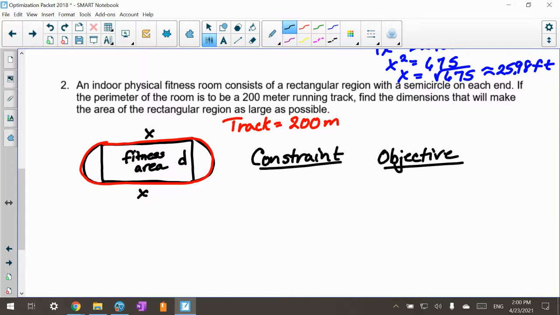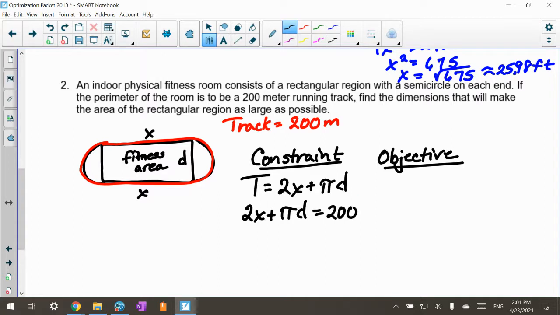So they said the track is 200. So that's kind of like the perimeter around here. So let's look at what we have. If I run here, I run an X. I run an X here, and then I'm going to run around. So basically, you're running around a whole circle, which is your circumference. So I'm going to say the track is going to be 2x's plus the circumference of that circle, which is pi times the diameter. So that's why I wrote it that way. And I know it has to equal 200, so 2x plus pi d has to equal 200.